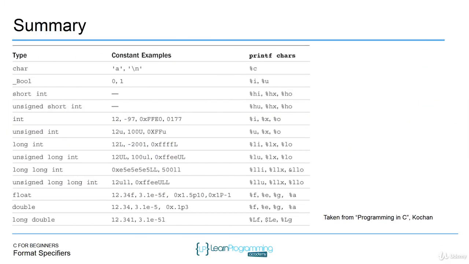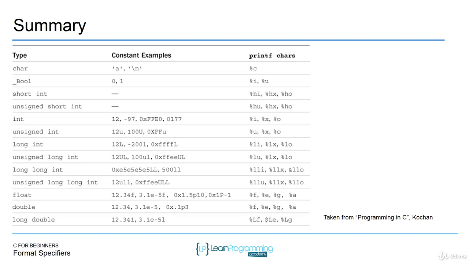So in this summary slide, it actually tells you the format specifiers that you would use for printf in the third column here, printf chars. So if you want to print out a character, use %c. If you want to print out a bool, use %i or %u, and that will print out 0 or 1. There are also examples of what represents these data types. Short int would be %hi, %hx, and so forth. The ones that you're probably going to use a lot: int for %i or %d. %d works with int and is usually used depending on the standard.